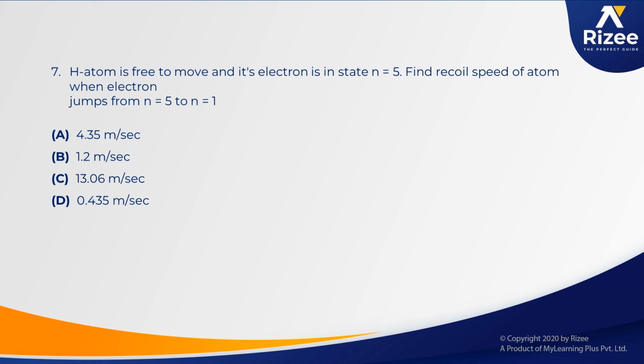A hydrogen atom is free to move and its electron is in the fifth state actually. Find the recoil speed of the atom when the electron jumps from n is equal to 5 to n is equal to 1. It is coming from the Lyman series. From 5 to 1 it is jumping, so the energy released in this case can be calculated as E is equal to something like this. This is 13.6 into Z square, obviously for hydrogen Z is 1, so this will be 1 by N1 square minus 1 by N2 square.